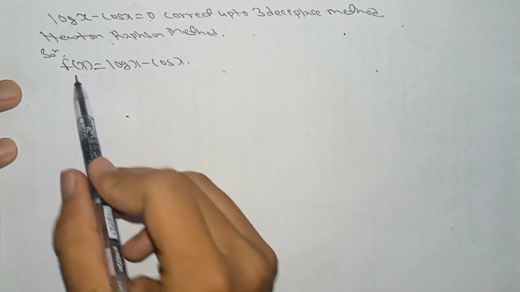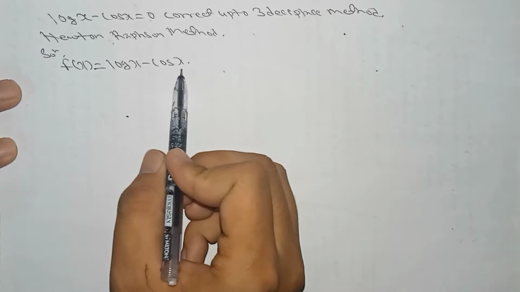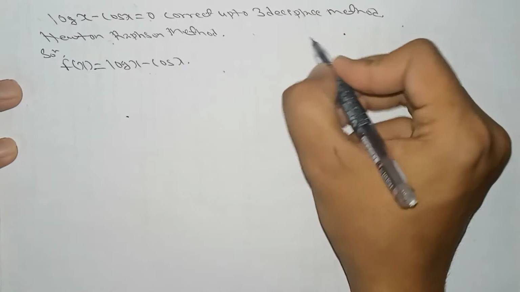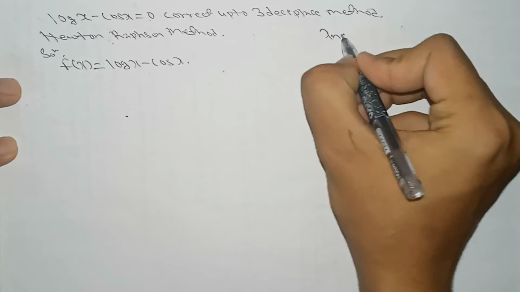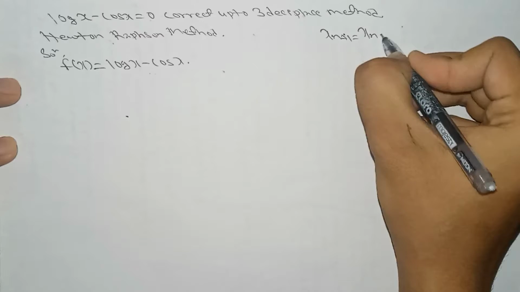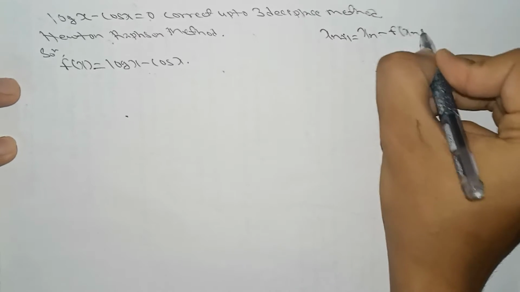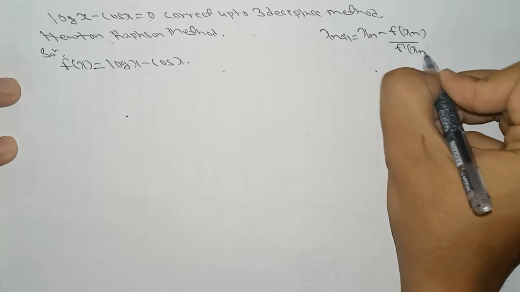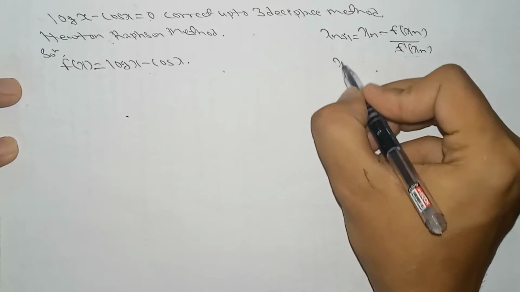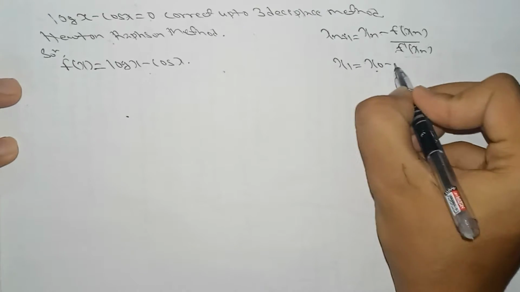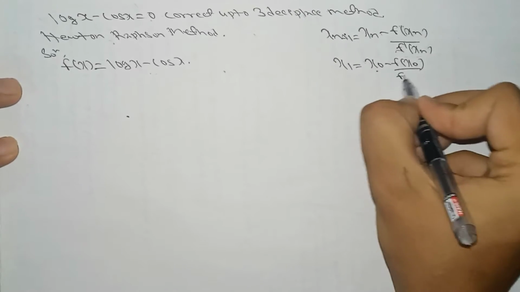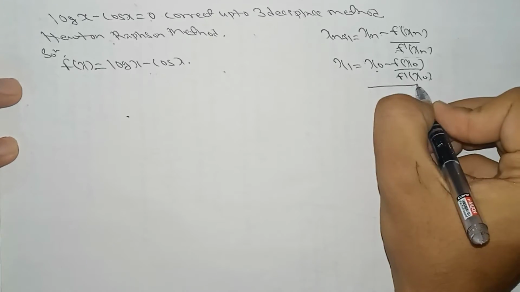For this solution, f of x is equal to log x minus cos x. As you know, the formula of the Newton-Raphson method is x(n+1) is equal to x(n) minus f of x(n) by f dash of x(n). F dash means derivative. So the formula is x1 is equal to x0 minus f of x0 by f dash of x0. We will use this formula.